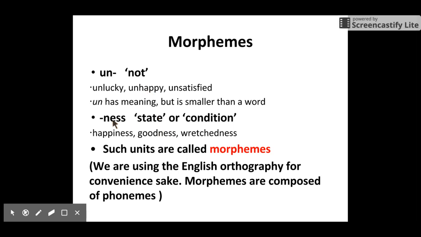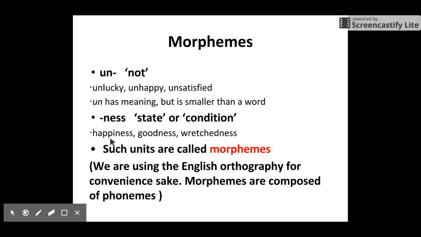Another example is we have happy and happiness. We have good and goodness. What is the meaning of this? This could be a state or condition. Such units are called morphemes.